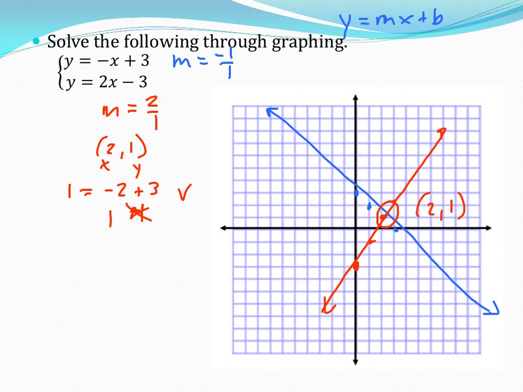Plug it into the second one. 1 equals 2 times 2 minus 3. So 1 equals 4 minus 3. Does that work? Yes, it does. That means 2, 1 is a solution.